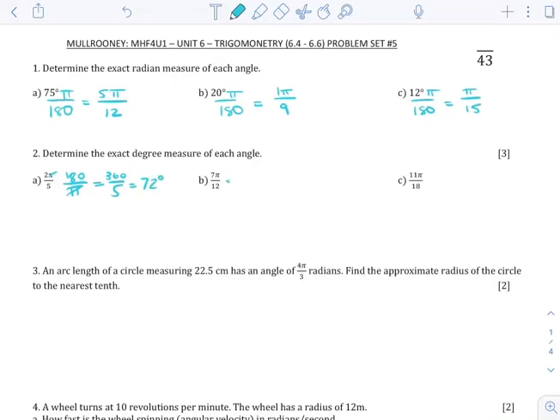And we continue with the next one, 180 over pi. The pi's end up canceling out, so we have 7 times 180 divided by 12, and we get 105 degrees. And the last one, multiply by 180 over pi. The pi's end up canceling out, and we end up with 110 degrees if we evaluate it. So that's the first one.